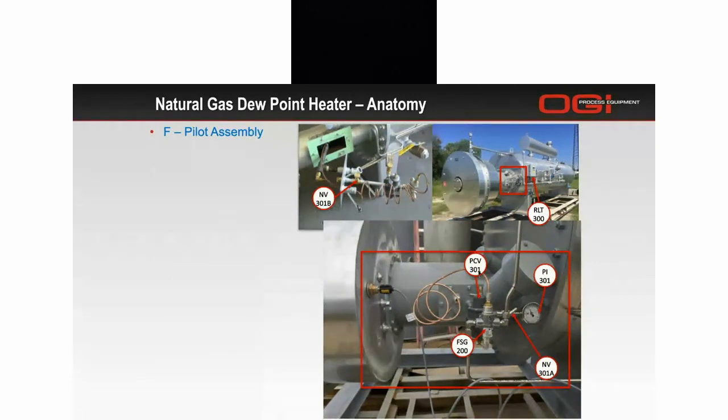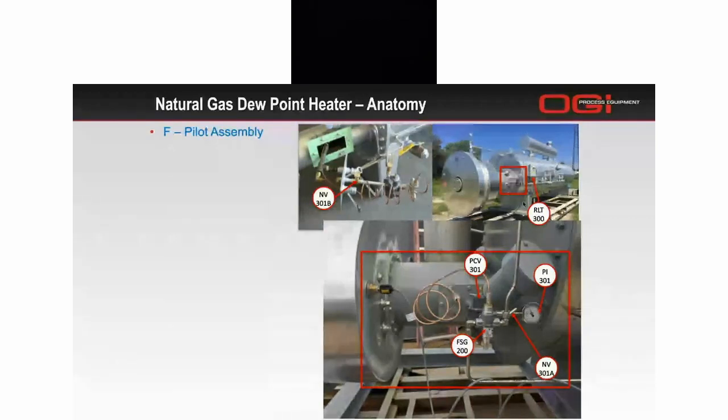We have a pressure control valve 301 going to our pilot. This brings the pressure down to the 5 psi that it requires. And then we've got a pressure indicator 301 and a needle valve that you can monitor to make sure you're actually accurately getting that 5 psi there.